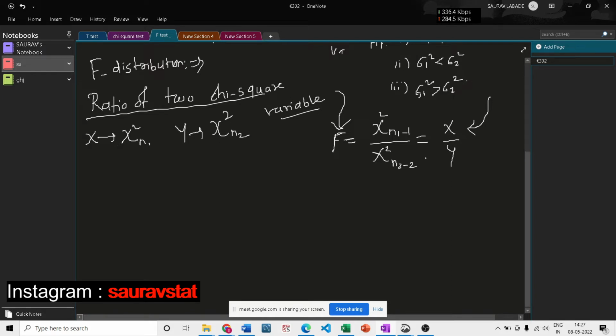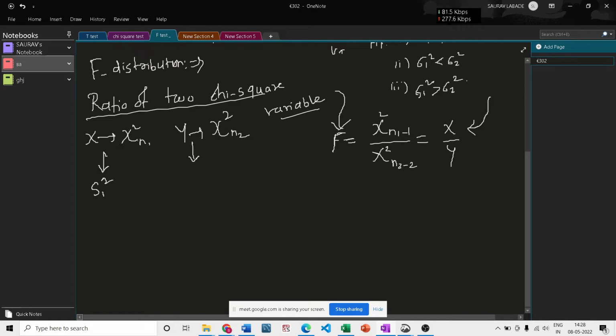So here, what I am doing, this chi-square n minus 1 is basically denoted by s1 square. I am considering the two population mean squares, s1 square and s2 square. The mean square for the first population is s1 square, and the mean square for the second population is s2 square.